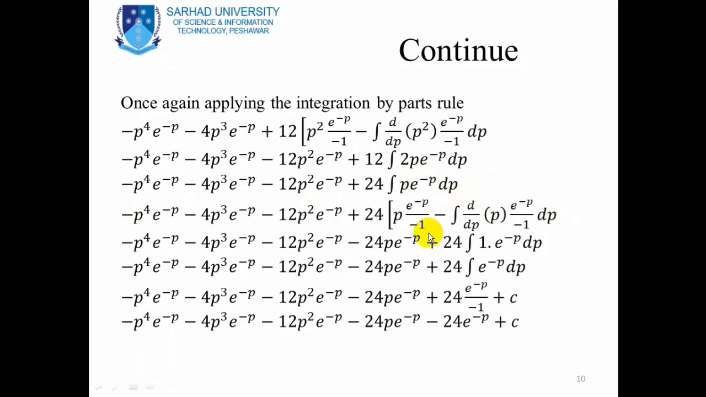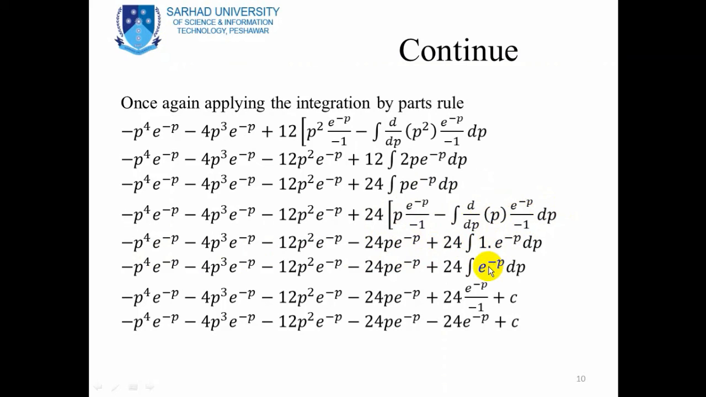Now we obtained all these terms can be written as it is plus 24 you see over here integration of derivative of p with respect to p is 1 and integration of this e power minus p.